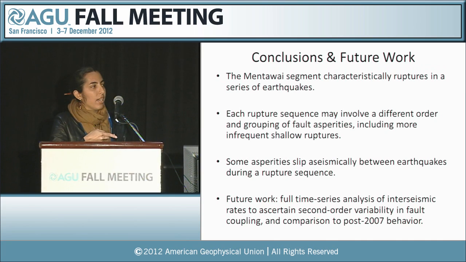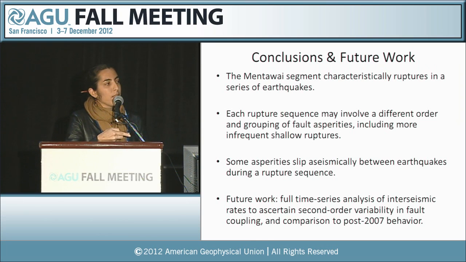We'd like to, in the future, look at second order variability by doing a full time series analysis of the interseismic rates. And we'd also want to compare the modern behavior after the 2007 event to, for instance, the period between 1797 and 1833, which involves this apparently triggered aseismic slip on certain asperities. We would hope that that sort of comparison may help us anticipate which asperities may rupture in future events, which are anticipated to balance the slip budget on the complete Mentawai segment.